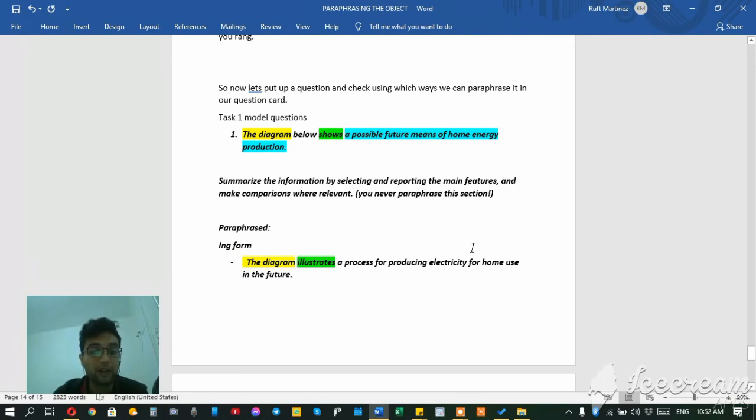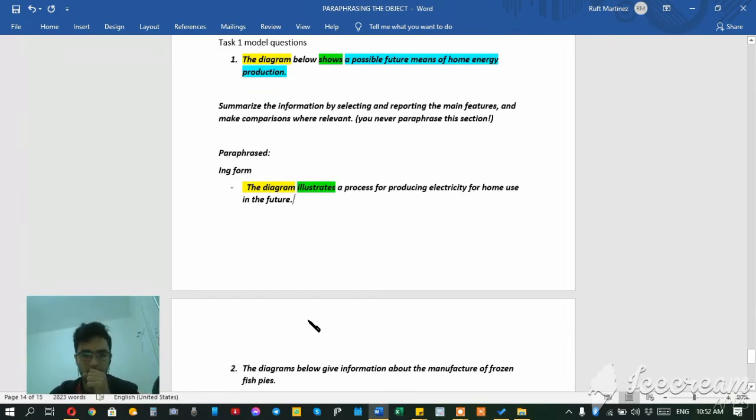That's how you do it with ing. You just have to write the ing process for producing electricity and write the synonym electricity. For home use, I keep it the same. I just change the form. And future, I just put in the future. That's it.